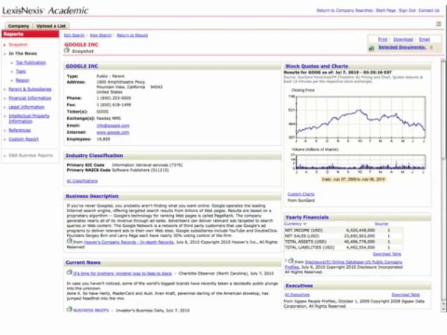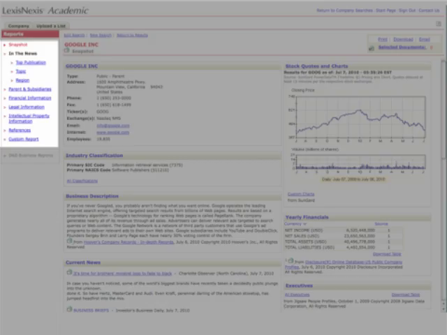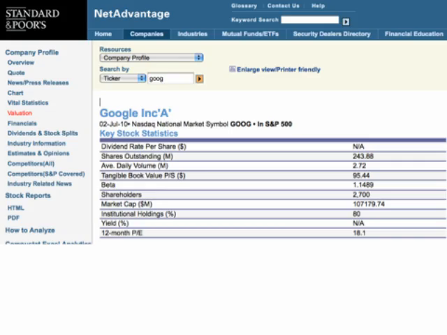Databases also might aggregate various types of information related to companies in one place. For instance, the LexisNexis Academic database pictured here provides not only company financials, but also industry news that might mention the company in a substantial way, as well as intellectual property filings with the United States Patent Office, or legal filings if they have been involved in litigation. Standard & Poor's NetAdvantage is a database specializing in financial markets and investing, and so presents company information relating to stocks and mutual funds.